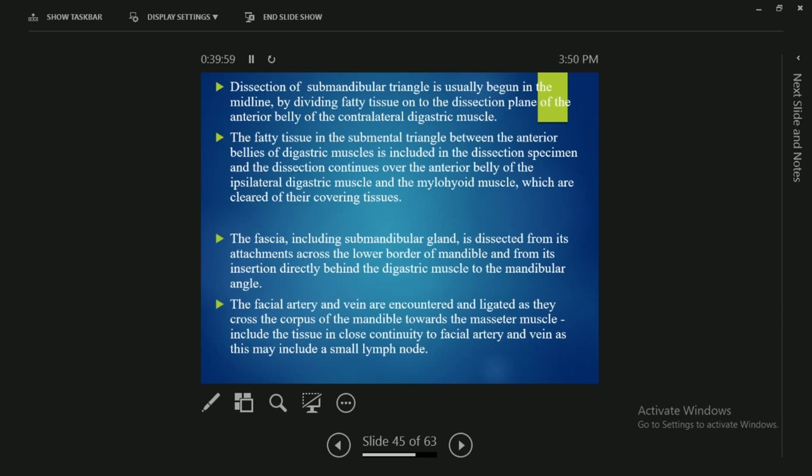covering tissues. The fascia, including the submandibular gland, is dissected from its attachment across the lower border of the mandible and from its insertion directly behind the digastric muscle to the mandibular angle.